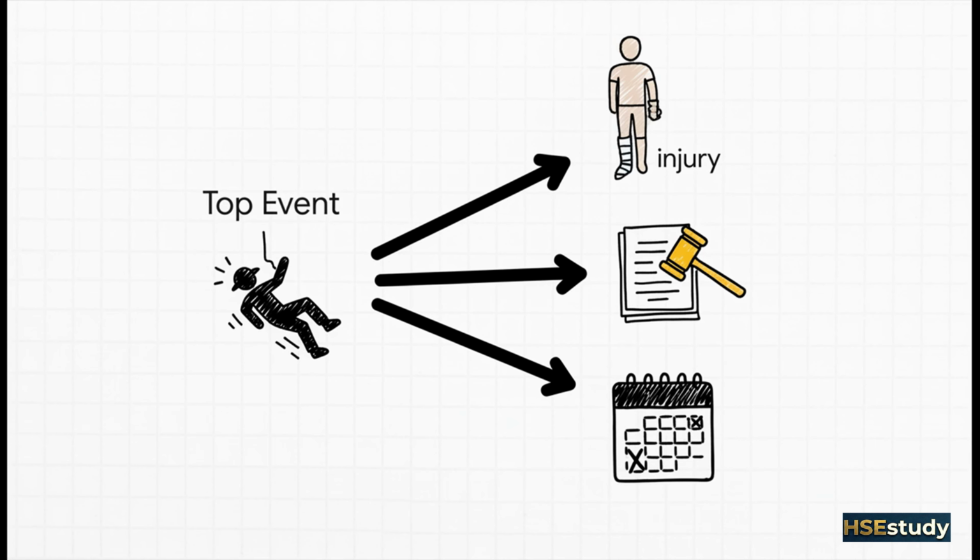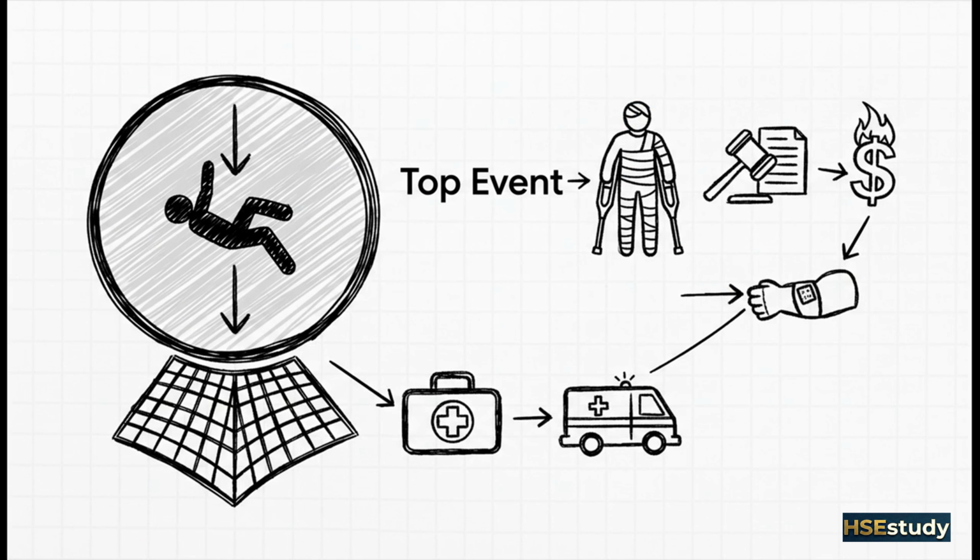What happens next? These are the consequences. We're talking about a serious injury or even a fatality, legal penalties, a full production shutdown. We need to map out every single potential bad outcome. And finally, we add our last line of defense, mitigative barriers.